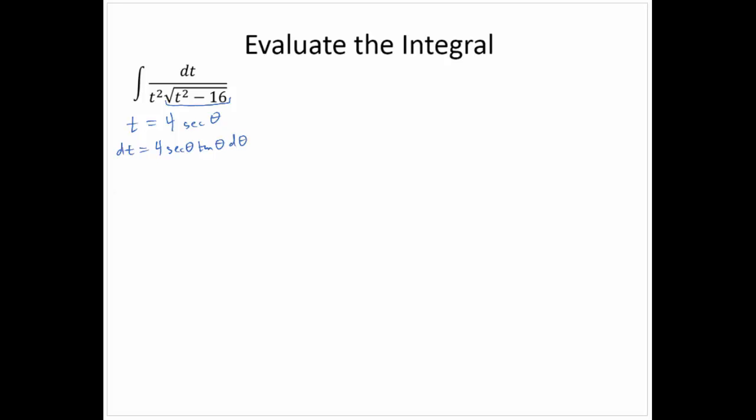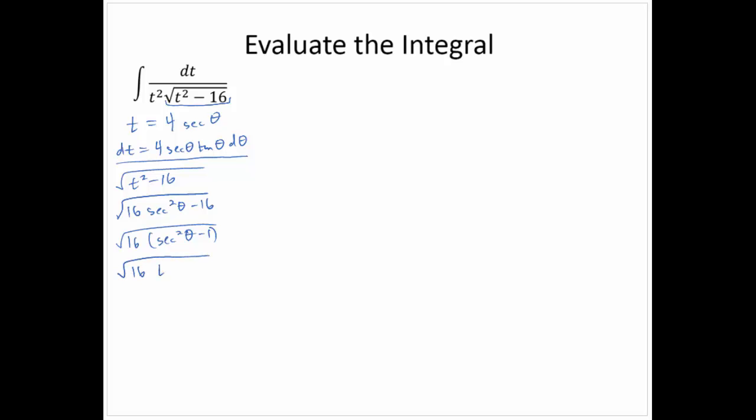Now, while I'm at it, let me simplify that square root of t squared minus 16. So the square root of t squared minus 16 would become the square root of 16 secant squared theta minus 16. That would be the square root of 16 times secant squared theta minus 1. And so that would be the square root of 16 tangent squared theta using a Pythagorean identity. And so that would be 4 tangent theta.